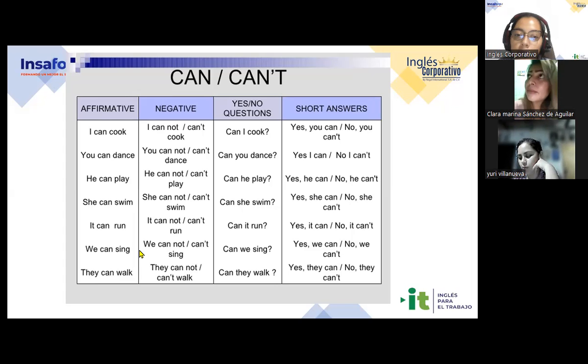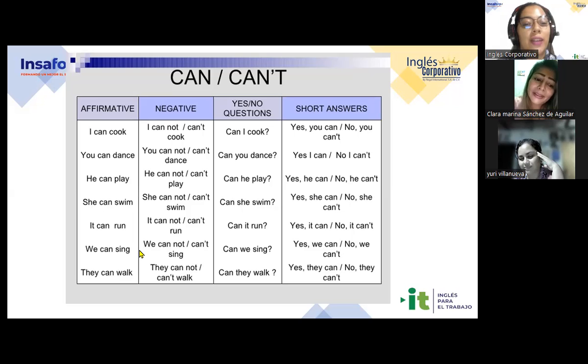Can you bath the dog? ¿Que si puede bañar al perro? Yes, I can. Okay, excellent. Can you play the guitar? ¿Se puede tocar guitarra? No, I can't. Okay. Can you drive? ¿Puede manejar? No, I can't. Can you use the computer? No, I can't. Okay, excellent, Yuri.